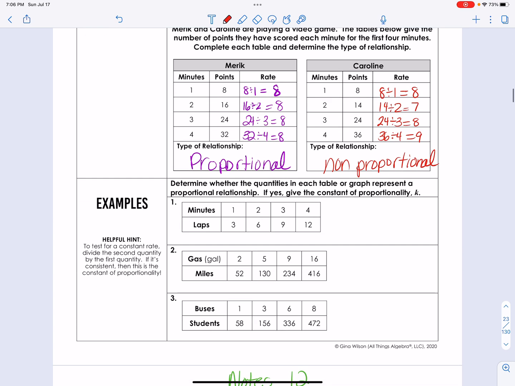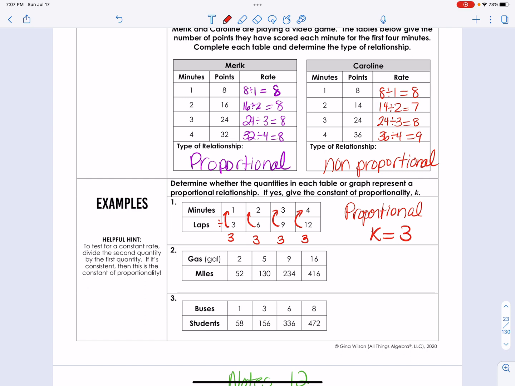I wish they would leave you a little bit more room. So you're doing laps per minute. 3 divided by 1 is 3. 6 divided by 2 is 3. 9 divided by 3 is 3. 12 divided by 4 is 3. So it is proportional. And they want you to say what the k is. So k equals 3, right?